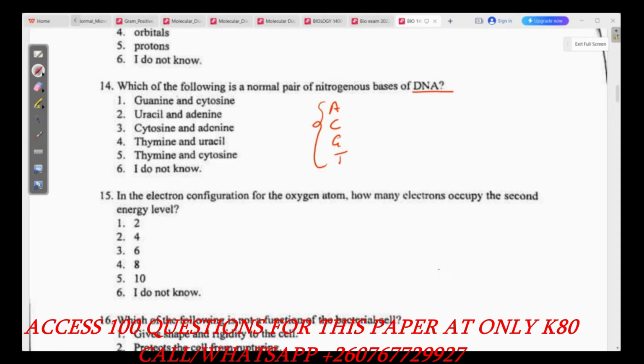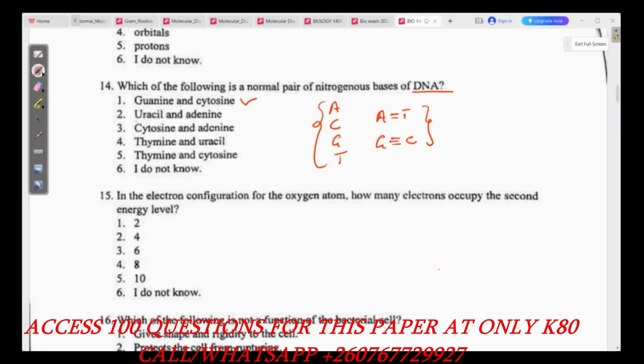So the question is asking about the normal pairing of nitrogenous bases in DNA. In DNA, adenine will always pair with thymine through a double hydrogen bond, whereas guanine will always pair with cytosine through a triple hydrogen bond. This is the normal pairing of nitrogenous bases in DNA. So guanine, cytosine, true.